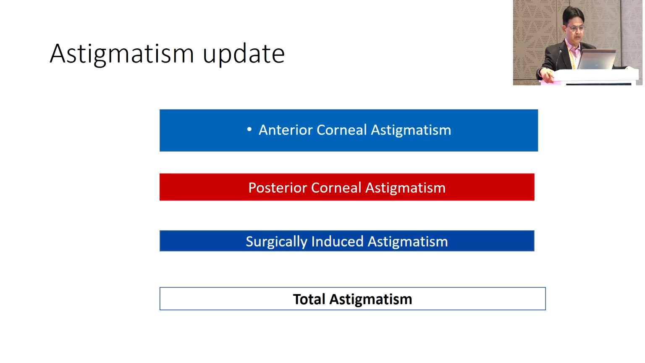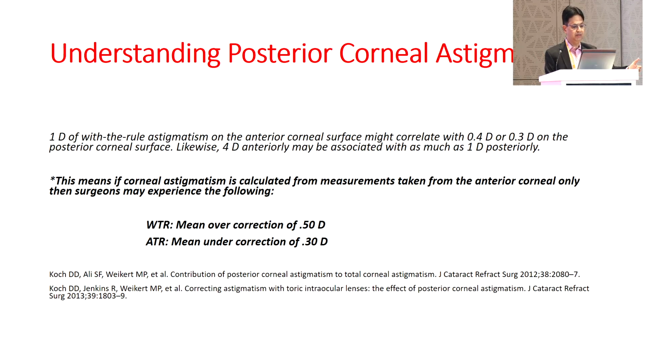Astigmatism, we have to take into consideration total astigmatism. Nowadays, it is not desirable to consider only the anterior corneal astigmatism. You have to see the posterior corneal astigmatism and also your SIA. Because if you don't consider it, if the patient is having with the rule astigmatism, we may overcorrect it by 0.5 diopters. If it is ATR, then we may undercorrect the patient by 0.30.